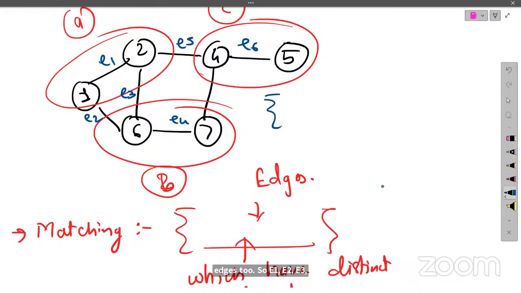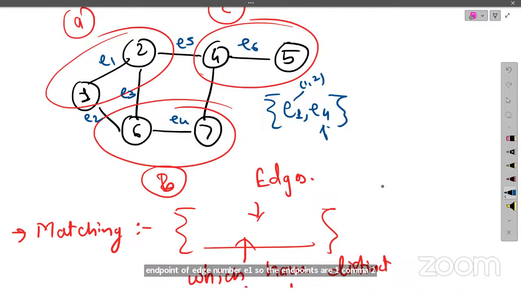Now here, if I collect edges in such a way, suppose I take E1 and I take E4, right? Now this is a collection of edges, a subset of edges. And here what is happening? What are the endpoints of edge E1? The endpoints are 1, 2. And what are the endpoints of edge E4?